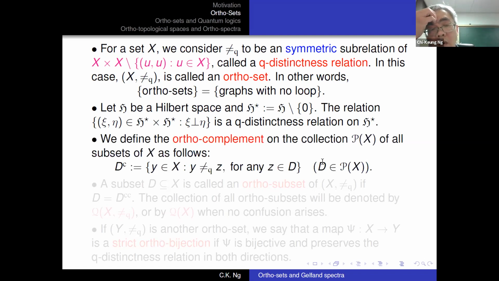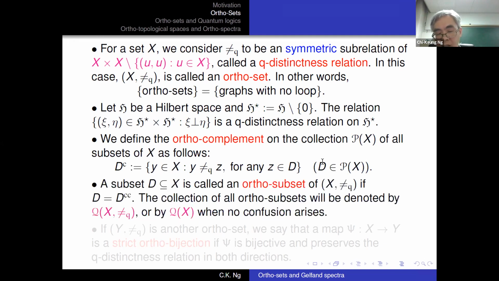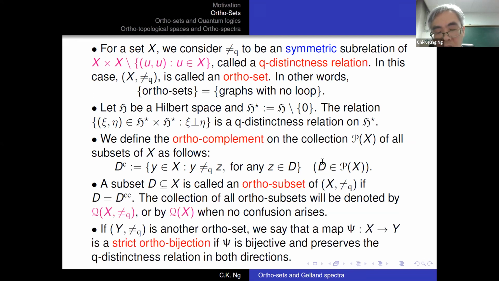For a Q-distinctness relation, we consider the ortho complement, which is all the elements that are Q-distinct from a set. So we have a set X, and then any subset D, and we consider the ortho complement to be the elements that are Q-distinct from it. We then have the concept of an ortho subset. A subset that is the ortho complement of another subset is an ortho subset, which is equal to D double complement. In the following, we will use QX to denote the collection of ortho subsets of an ortho set. For another ortho set, if we have a bijection, then we call it a strict ortho bijection if it preserves the Q-distinct relation in both directions.